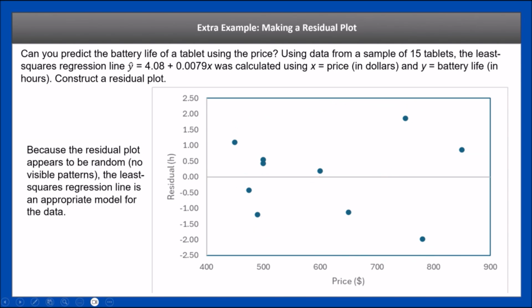Okay, so because the residual plot appears to be random, no visible patterns, the least squares regression line is an appropriate model for the data. Right, so that's important. So now I showed you how to actually do the residual plot by hand. You can of course use the calculator to do the stuff in between, but at least you know how to set it up.